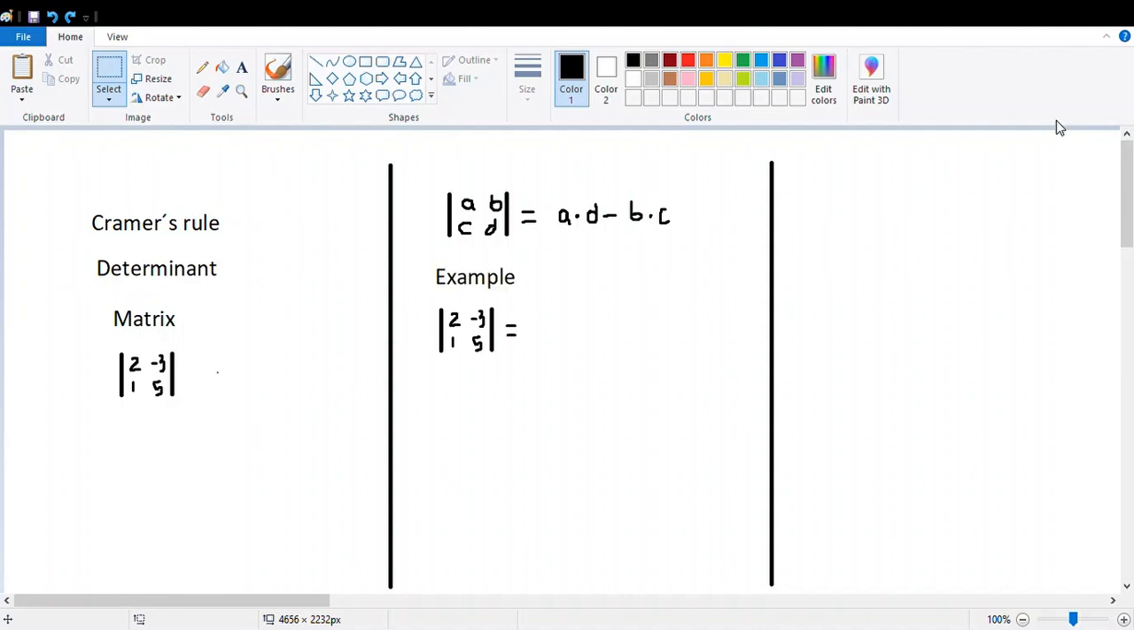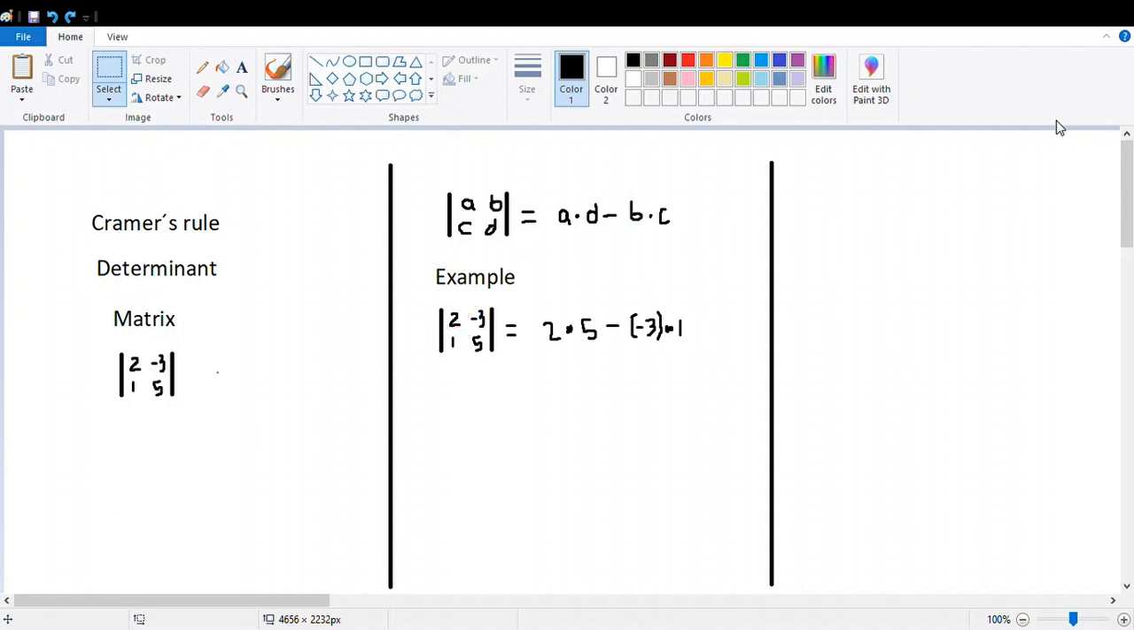Then let's evaluate this determinant. In this case, to evaluate the determinant following the formula above, we have to multiply the first diagonal, and the first diagonal is 2 and 5. Then we have to multiply those numbers. Then 2 times 5. Okay, remember that I said it's always minus. Okay, it's always a subtraction between the diagonals. Then 2 times 5 minus the second diagonal, which is -3 times 1.